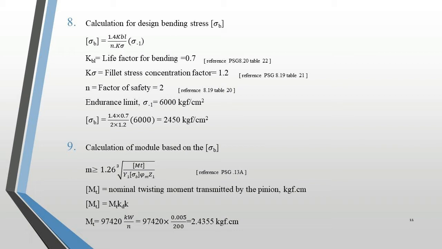Calculation of module based on design bending stress. From PSG 8.13a we get that module is greater than 1.26 cube root of design nominal twisting moment transmitted by the pinion, which is in kgf centimeter, and Mt is equal to 97420 kilowatt per n, that is equal to 97420 into 0.005 upon 200, that is equal to 2.4355 kgf centimeter, and Mt design is equal to Mt into Kd into K.